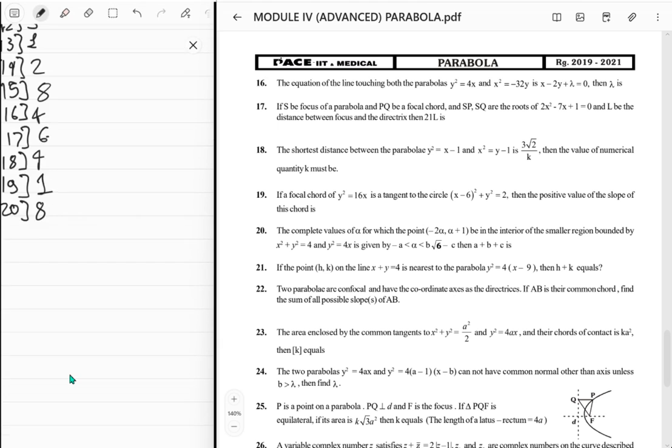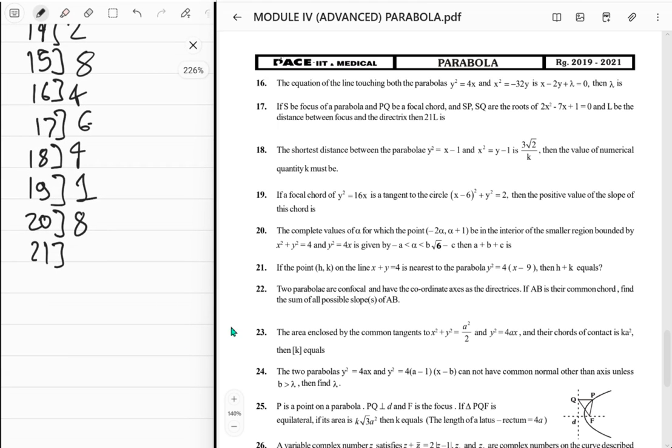Next is 21. If the point h comma k on the line x plus y equal to 4 is nearest to the parabola y squared equal to 4 times of x minus 9, then h plus k is. This point on this line is nearest to this parabola. Okay. x plus y equal to 4. It's nearest to this parabola.